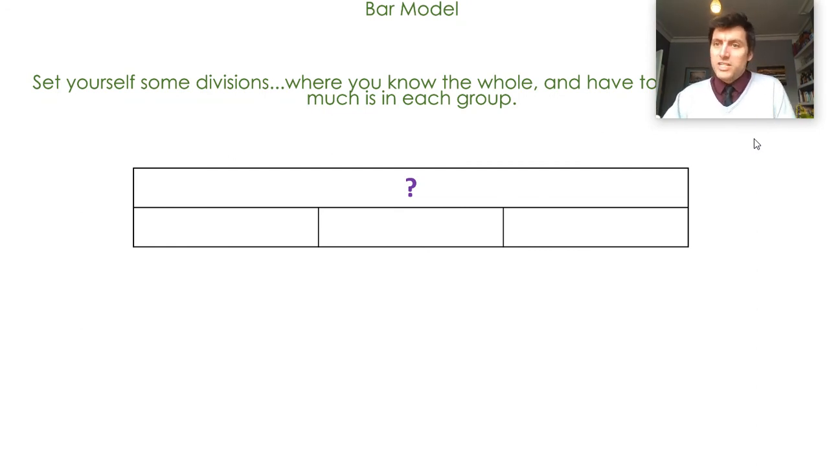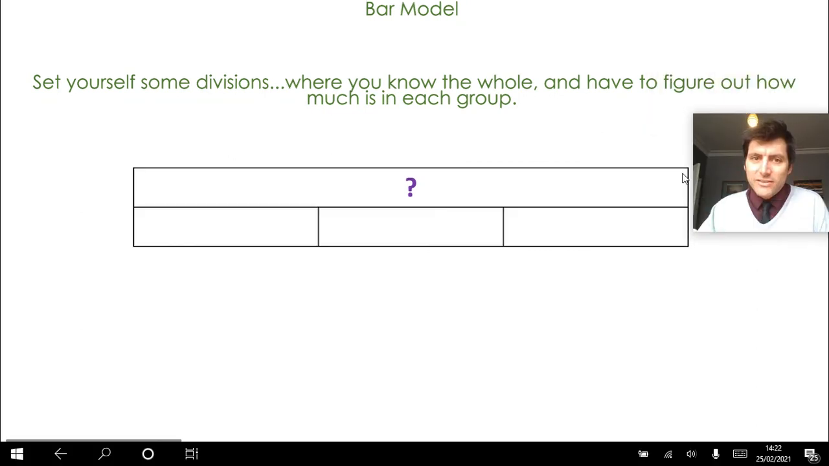Okay. Now, what I'd like you to do is set yourself some divisions. You know the whole, which is where our question mark is here, and you have to figure out how much is in each group. So here I would be dividing by 3 on this one. But can you draw yourself some where you try and get some quite big numbers? See if you can do a 3-digit number. Get some big numbers and divide them into different sections. So maybe divide them into 4, 5, 6. Could you even try some 7s? Could you split your whole into 7 equal parts and really stretch yourself with those times tables? Give yourself a go doing that.